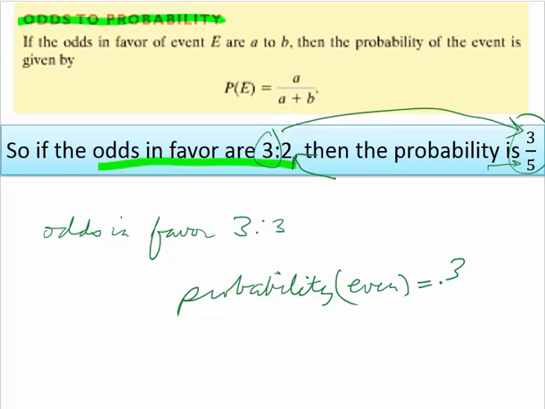It's 3, 6. This is our top number. Add these together to get our bottom number. So that's just doing the reverse of what we just learned. Instead of going probability to odds, we're going odds to probability.